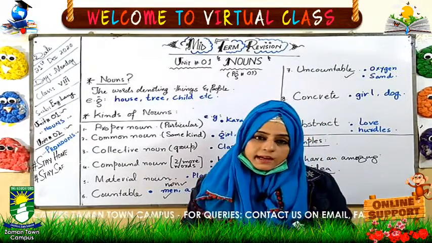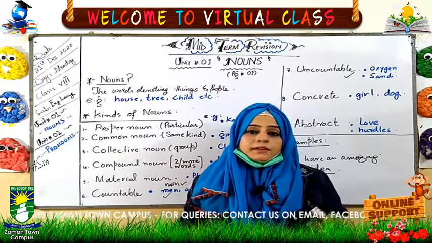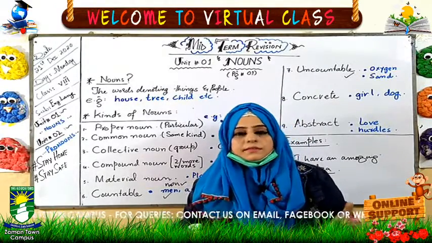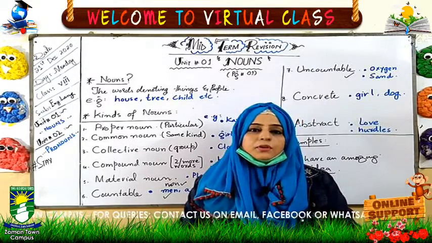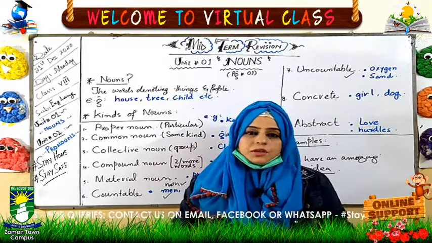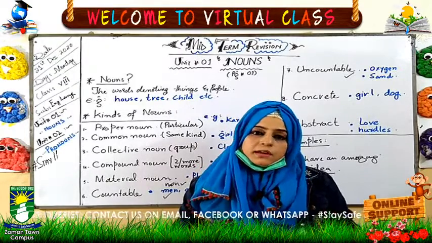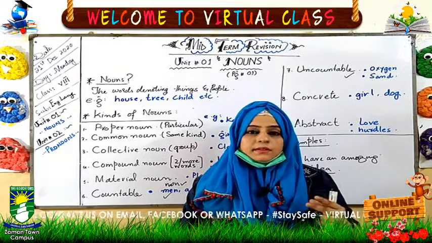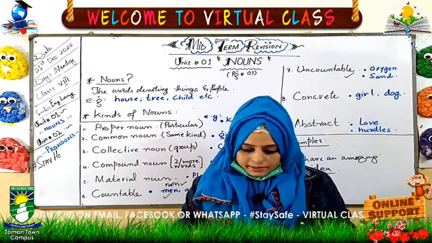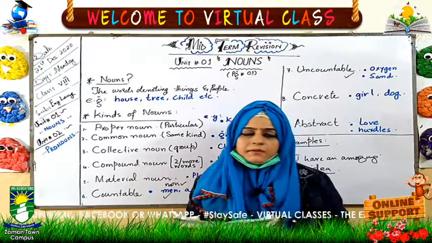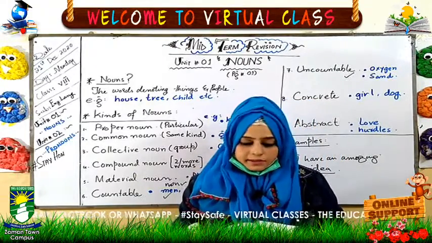Crew is a collective noun. Why? Because it's a group of people who work on the ship. So the particular term crew is used for the members who work on the ship. So it would be a collective noun. So in this question you have to do two things, underline the noun and then write the kinds. Now the rest of the parts you will solve by yourself, as we have practiced in our regular classes too.